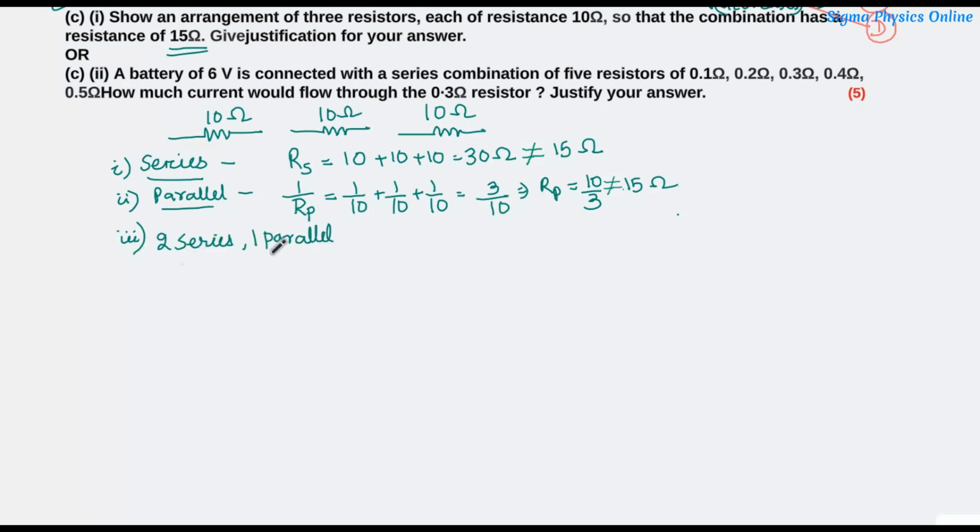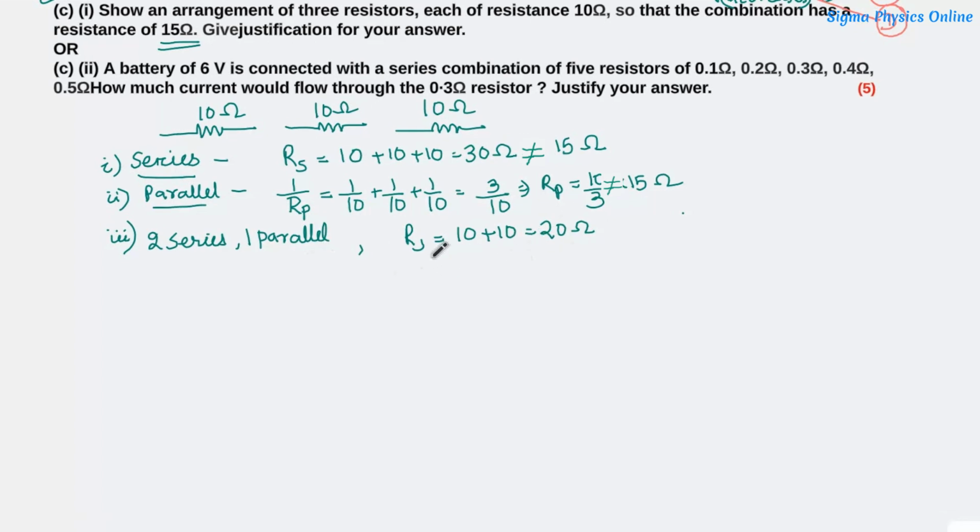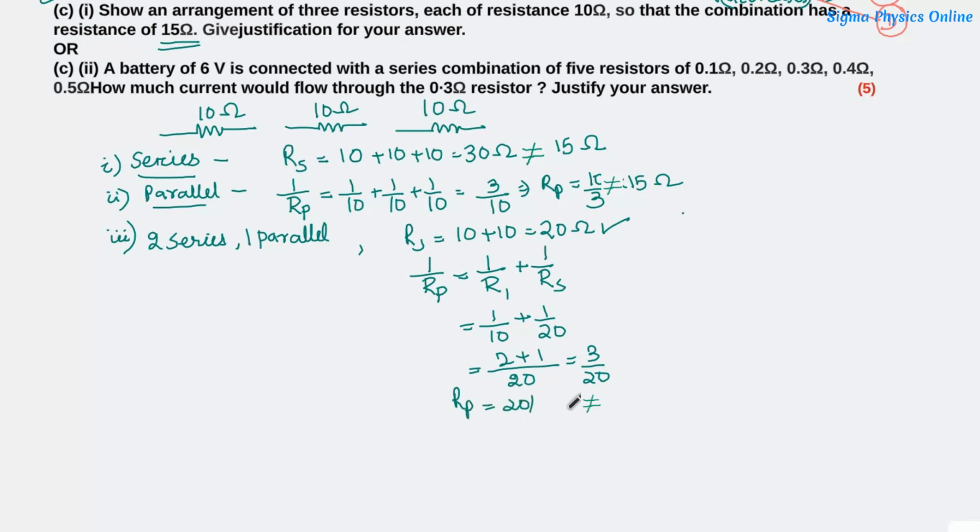Next combination we can connect is two of them in series and one in parallel. So connecting them in series, Rs is 10 plus 10, which is 20 ohm, and then this equivalent resistance will connect in parallel with the other one. So it is 1 by Rp is 1 by R1 plus 1 by Rs, whose value is 1 by 10 plus 1 by 20. It is 2 plus 1, which is 3 by 20. And Rp comes to be 20 by 3 ohm, which is again not equal to 15 ohm. Hence this combination is also ruled out.